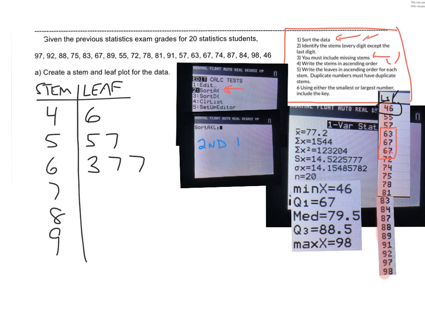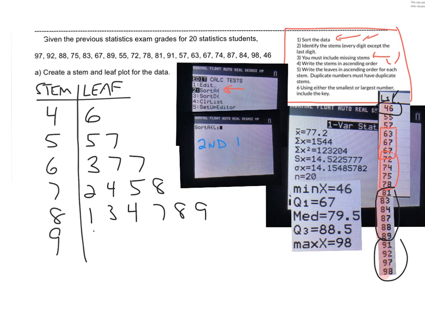For the numbers in my 70s, I have 72, 74, 75, and 78, and you see how I'm aligning my leaves so the graph is easier on the eyes. I have for the 80s, 81, 83, 84, 87, 88, and 89. And then for the 90s, I have 91, 92, 97, and 98.